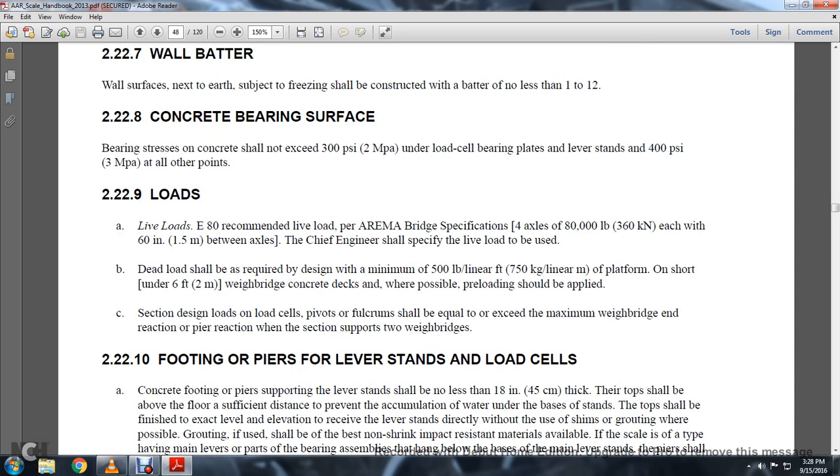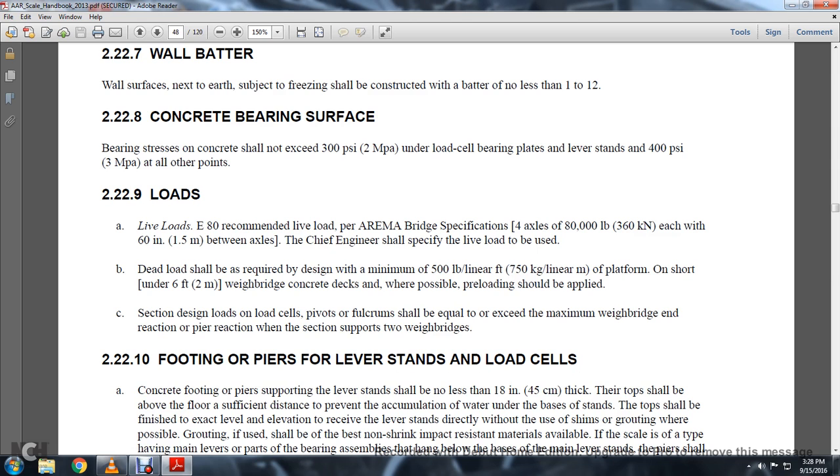229 Loads. Live loads: E80 recommended live load of the AREMA bridge specification, 4 axles, 80,000 pounds each, with 60 inches between the axles. The chief engineer will specify which live load is to be used. The dead load should be required with a design minimum of 500 pounds per linear foot on the platform on the short foot of 6 feet.